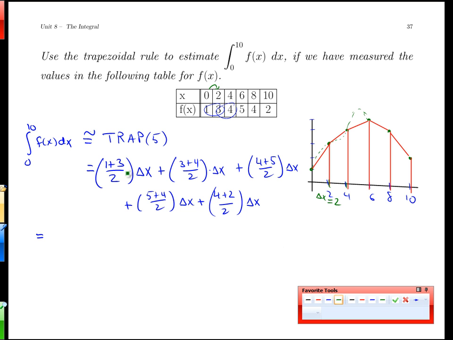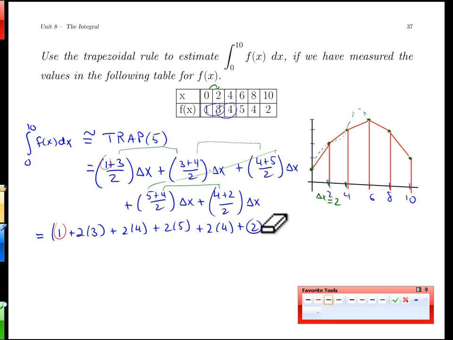Notice the associations we have here. We have a 3 twice. We have a 4 twice. We have this 5 twice. And 4 twice. So that pattern we saw in an earlier set of notes can be drawn out here. We have the single 1 here, once. We have 2 3s. We have 2 4s. We have 2 5s. We have 2 4s. And we have one last 2. Here's the list of numbers that we just used: 1, 2, 3, 4, 5, 4, 2.